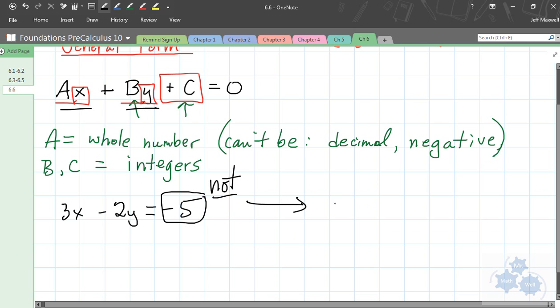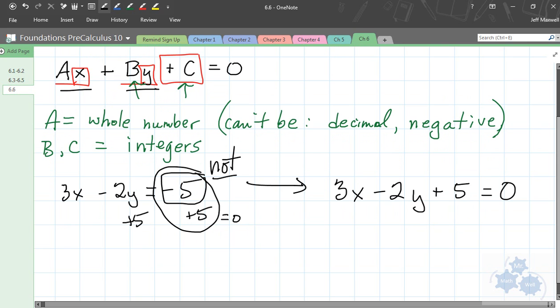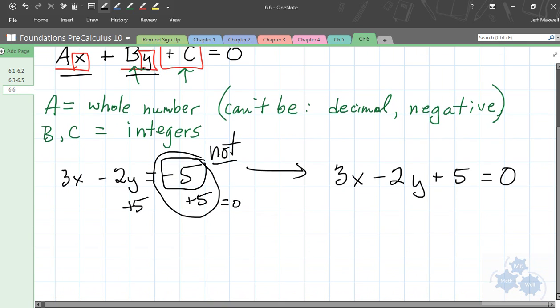So, in general form, we would do exactly that. We would add 5 to both sides to make this side equal 0. So we have this as general form. Understand that example there? Okay, so close to general form but not, and you can convert it. All right, so let's do another example.